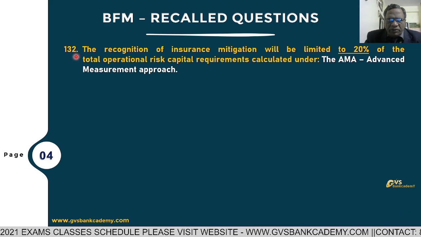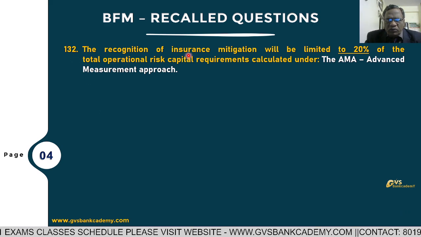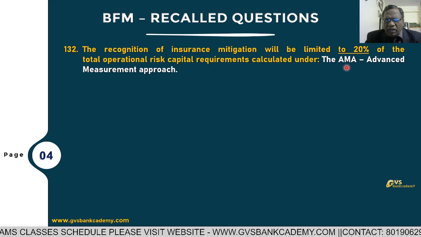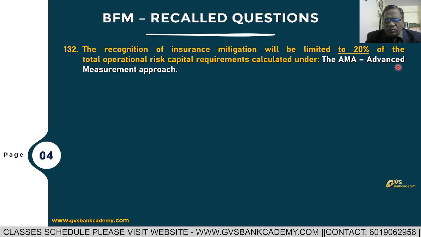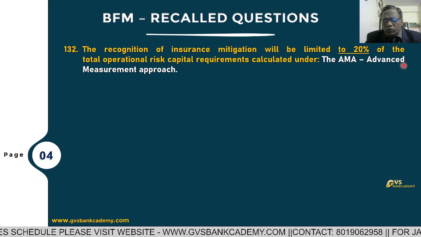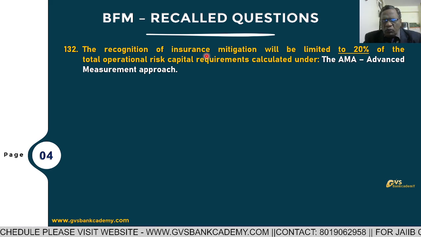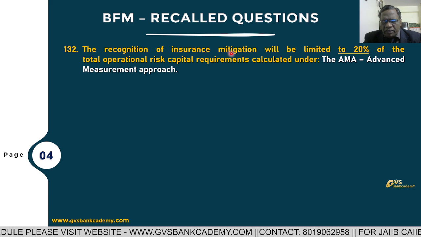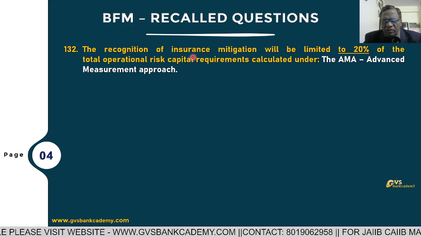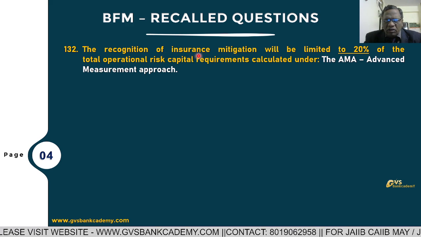Question number 132. The recognition of insurance mitigation. Under the advanced measurement approach for operational risk, what percentage of operational risk can we mitigate by taking insurance? That is the question.